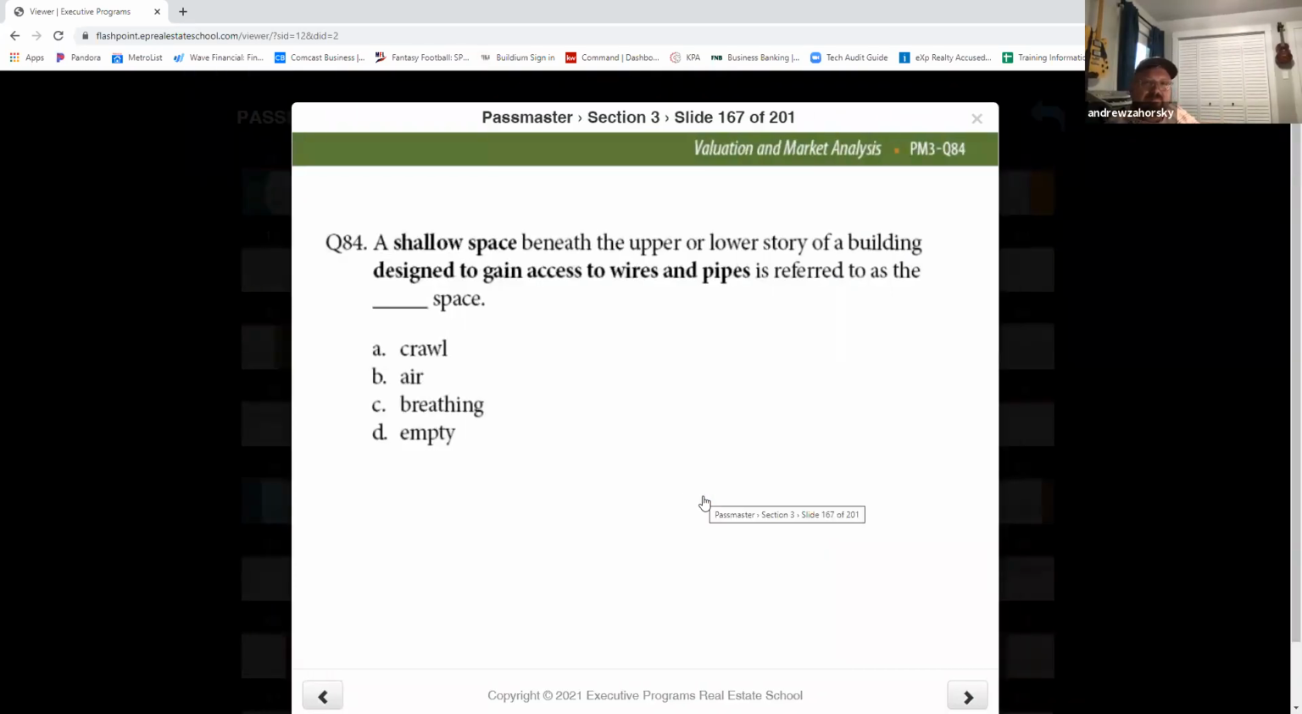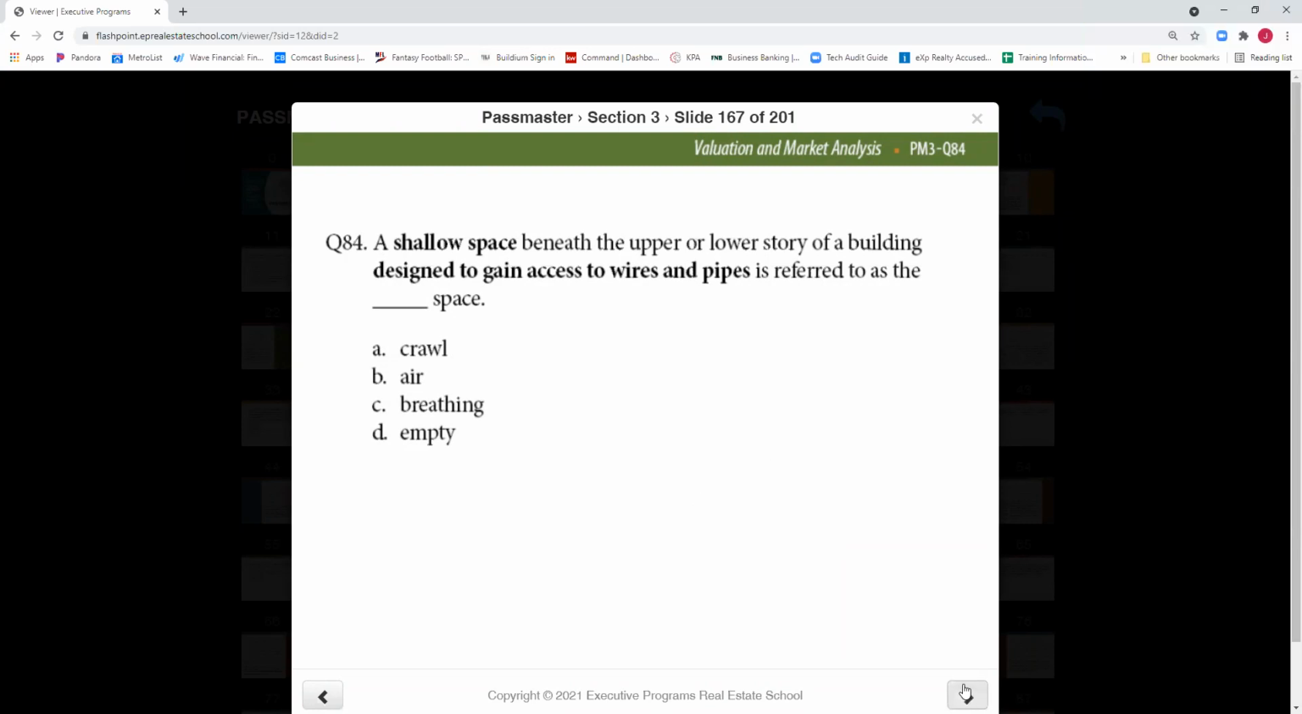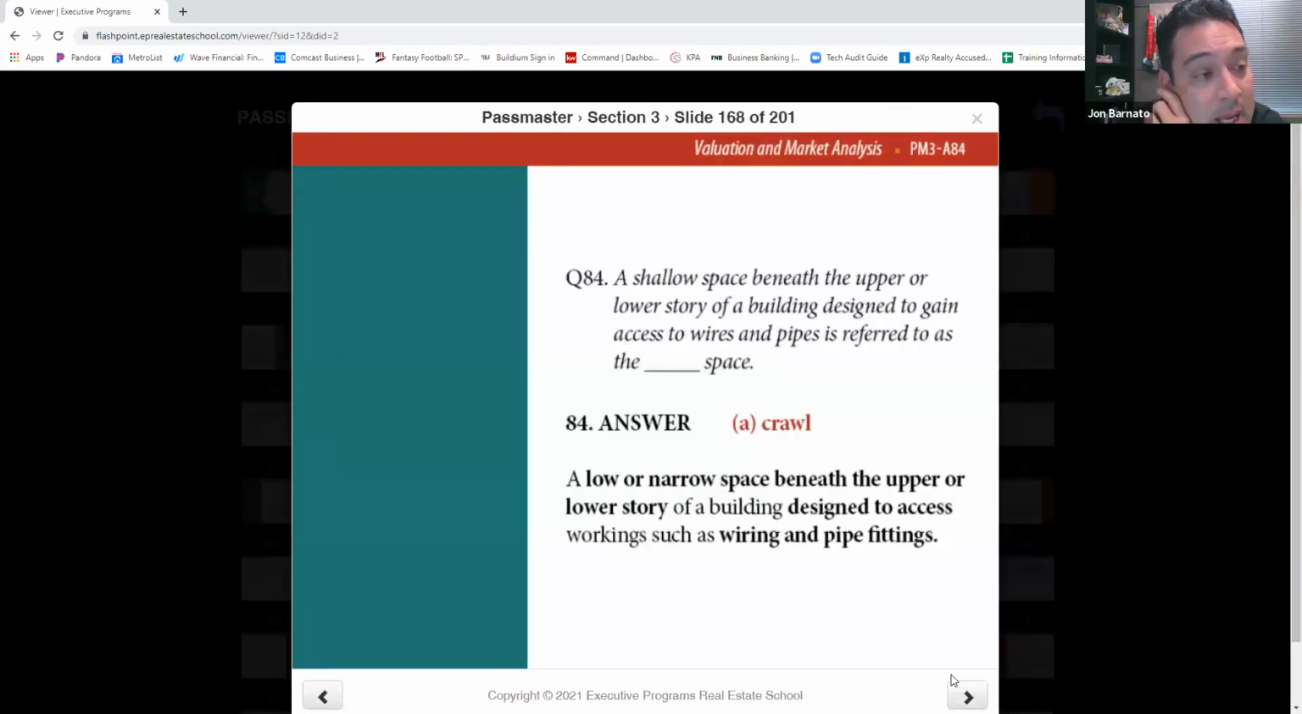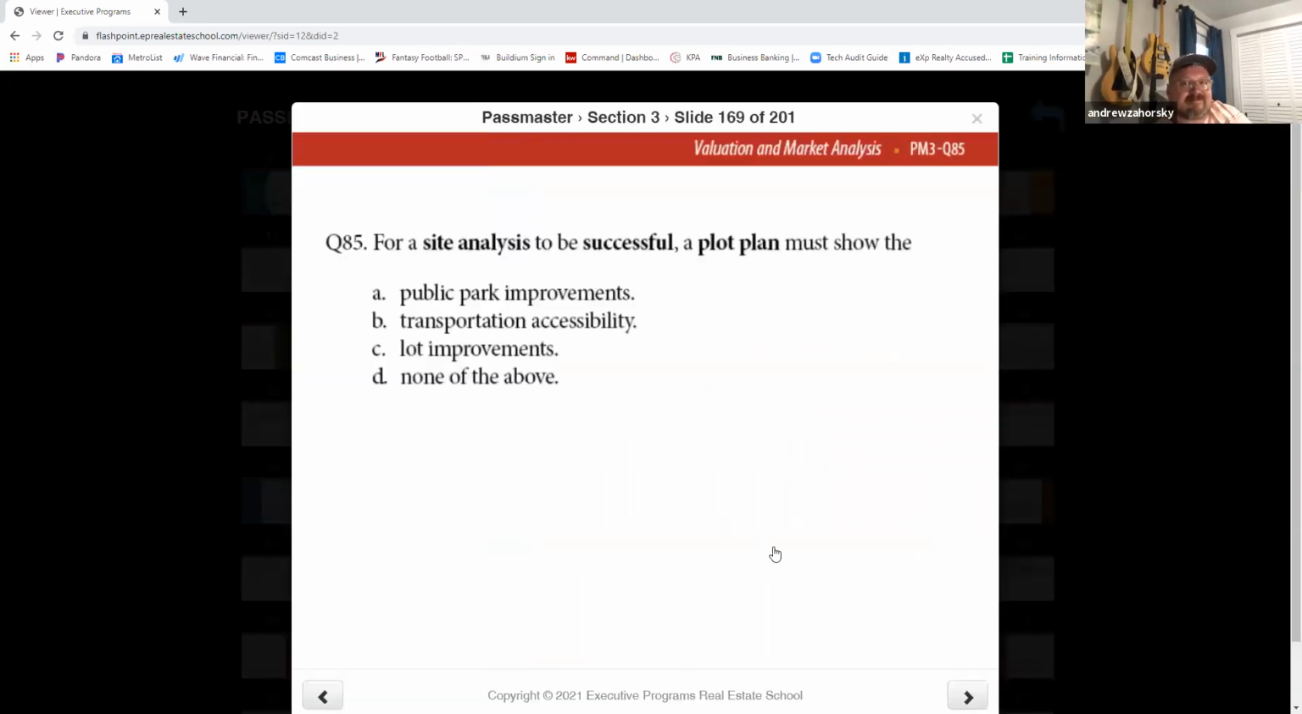A shallow space beneath the upper and lower story of a building designed to gain access to wires and pipes is referred to as what? Crawl space, A. Correct, Isabella and Kathy. Crawl space. And those are not fun to crawl in. I can tell you that. Nope. They are very not fun.